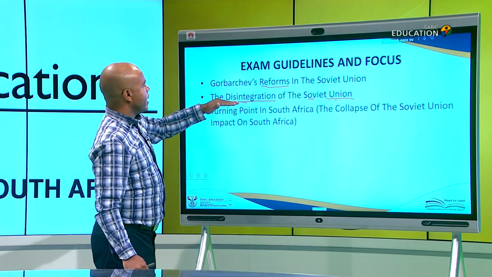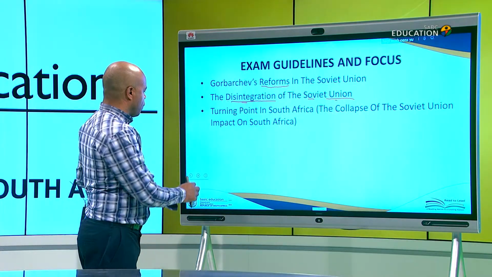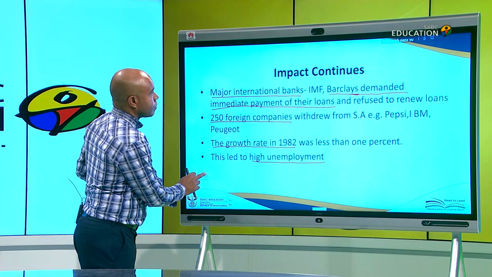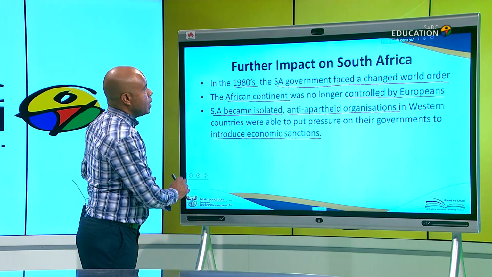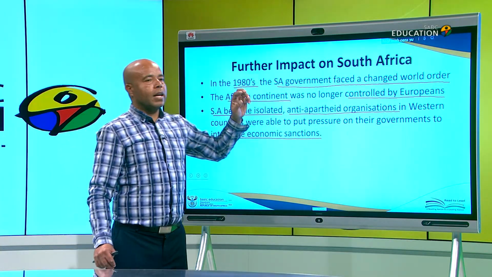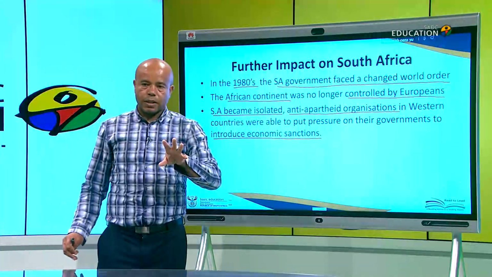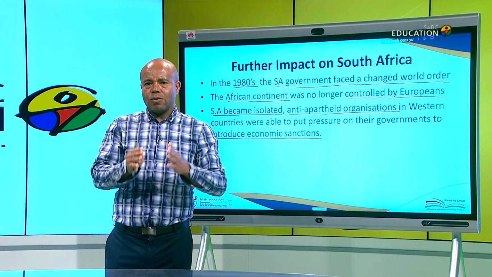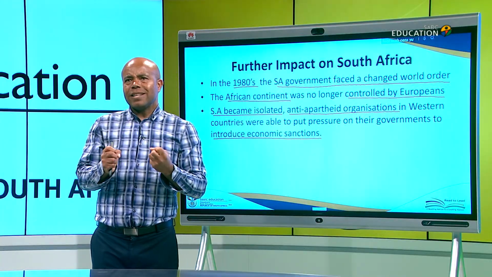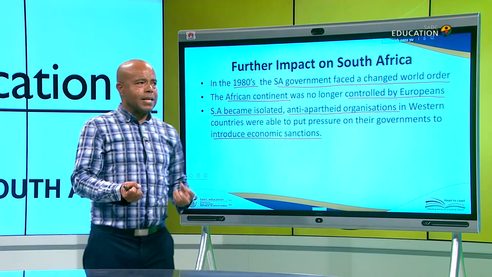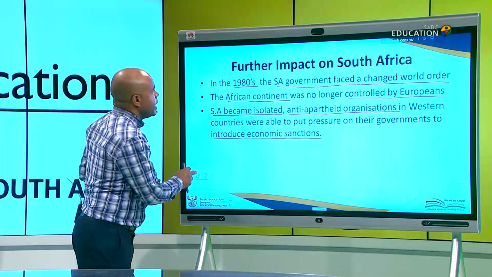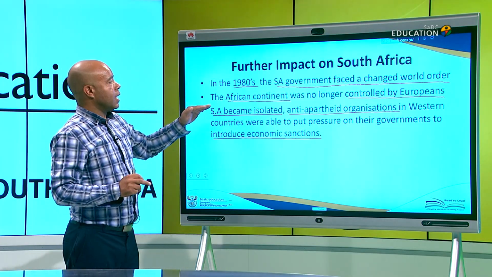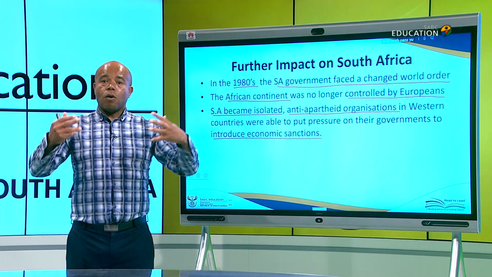So they disintegrated because of the reforms that were introduced. But we need to understand that after the reforms, the Soviet Union was disintegrated. It means they were dismantled. So after being dismantled, it had an impact on South Africa. Very important: South Africa found themselves in a new world order where communism has ended.